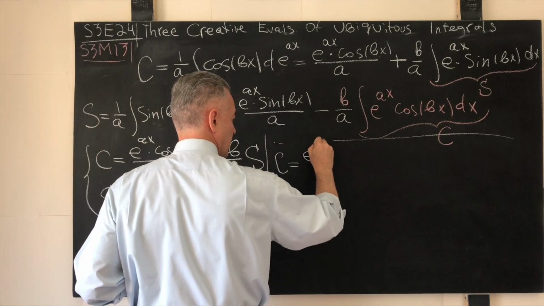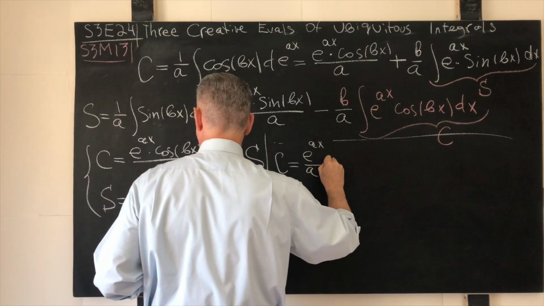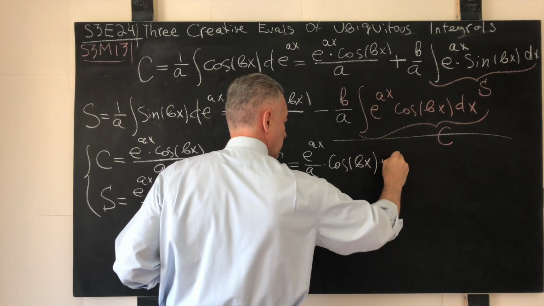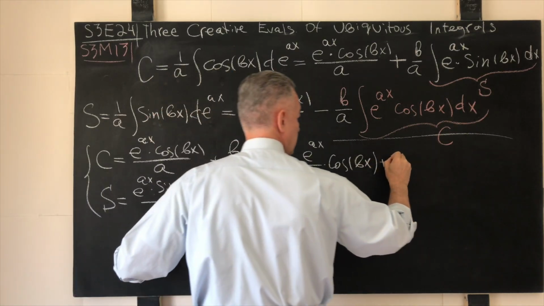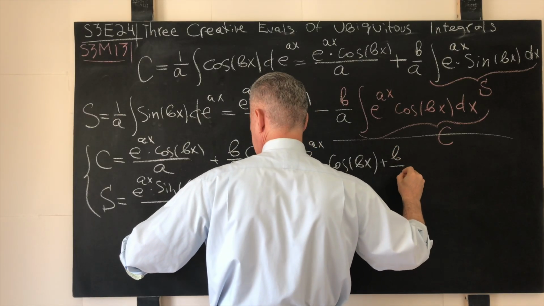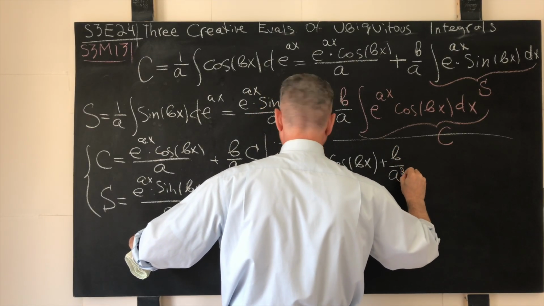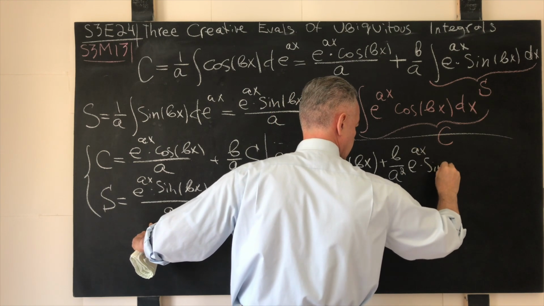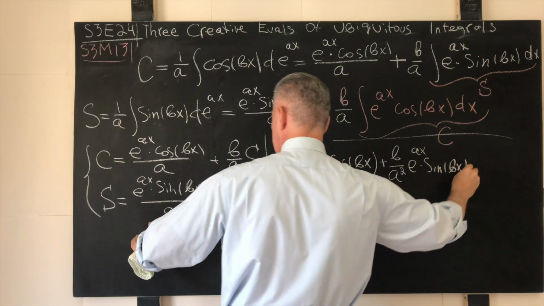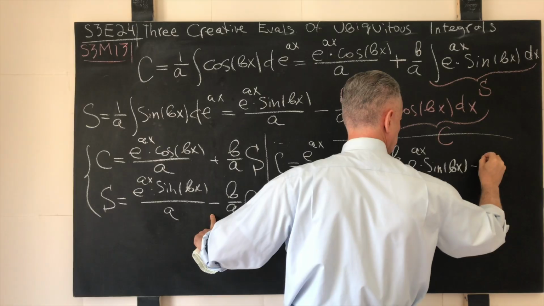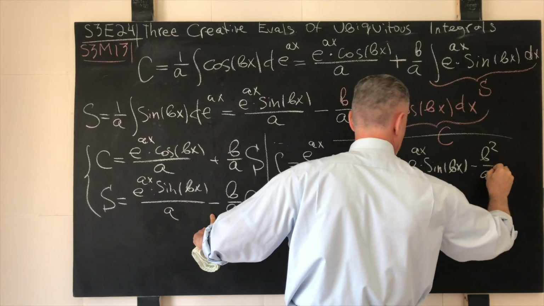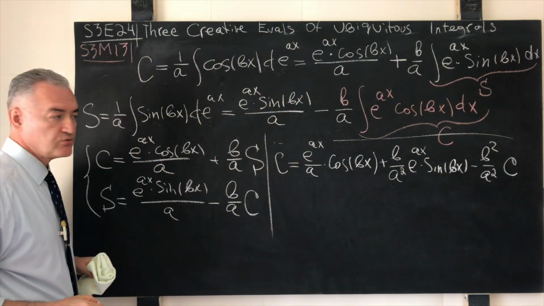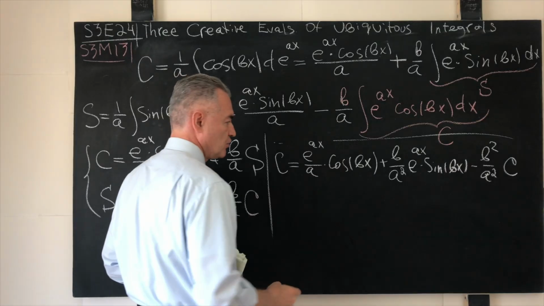So we have e to the power ax divided by a times cosine bx plus b over what? A squared, right? B over a squared e to the power ax times sine bx minus b squared over a squared c. Okay, this maneuver is understood by everyone, nothing complicated. So what do we do now?